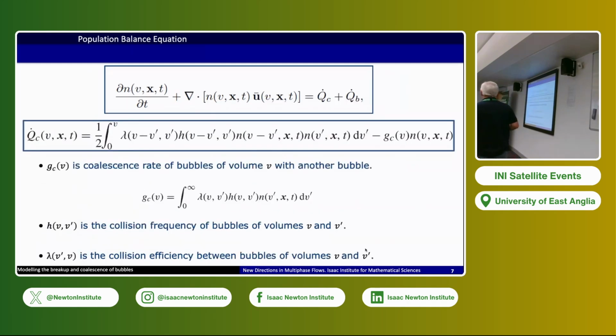And the same for the coalescence rate. We have also a sink term, which accounts for the number of bubbles that die or disappear because they coalesce to form larger ones, and a source term that accounts for the number of bubbles that are created due to the coalescence of the smaller ones. This is why we have the integration here from 0 to V. In this equation, lambda is the collision efficiency between bubbles of volume V and V prime. H is the collision frequency of bubbles of volume V and V prime, and g_C, which is here, is the coalescence frequency of the bubbles of volume V with any other bubbles.